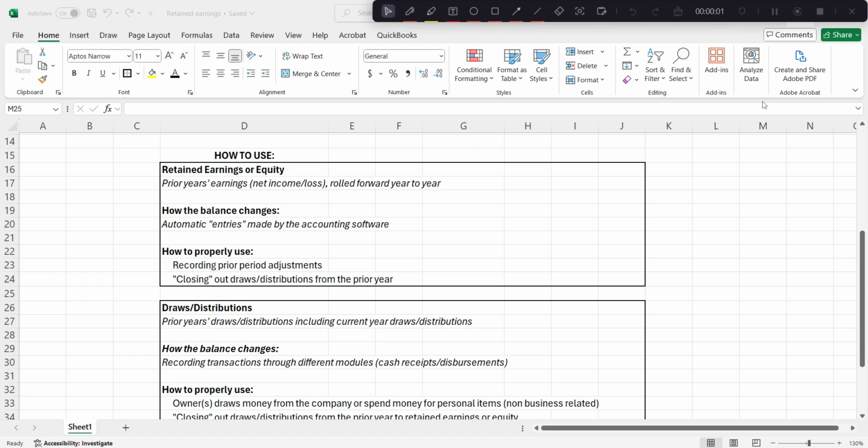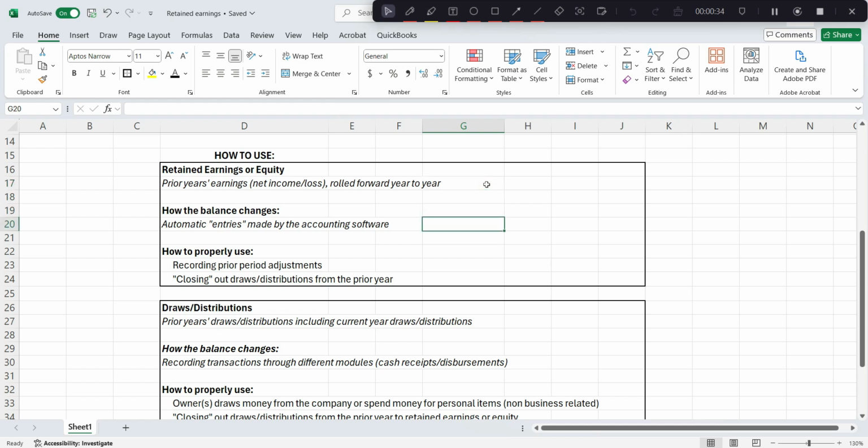So, how should you use the retained earnings accounts? Well, to understand that, you have to know how the balance has changed. Retained earnings, or your equity accounts, are just prior year earnings and losses rolled from year to year. If this is the first year of operation, you have no balance in retained earnings. But if your income is $20,000, your equity next year will be that $20,000. So it should just be an accumulation of earnings from year to year.